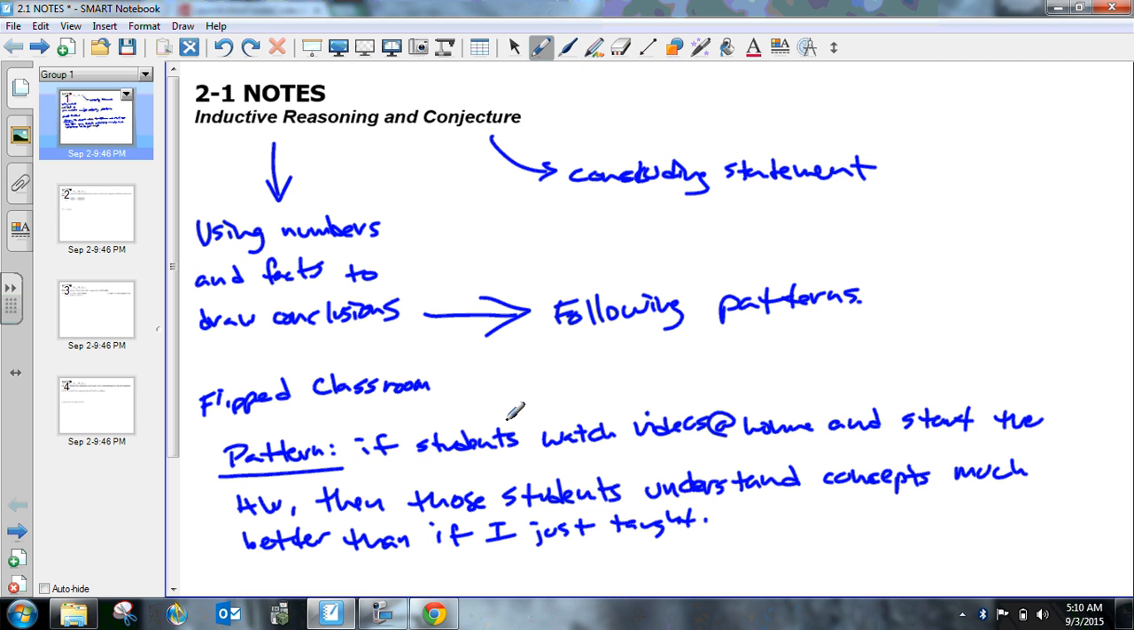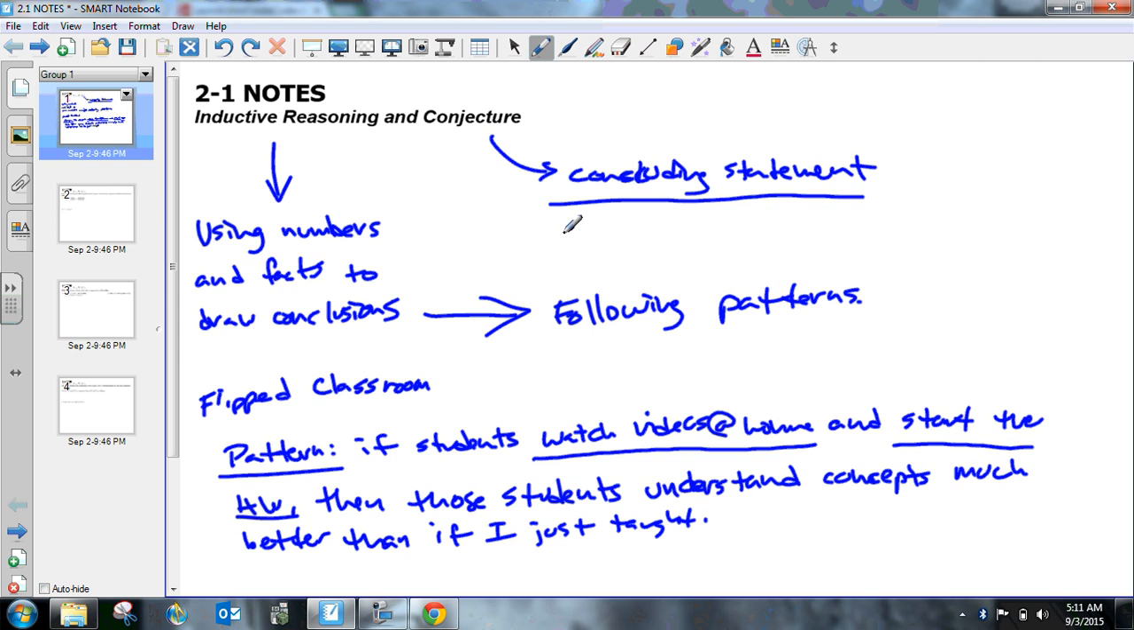But if you take your time and you watch the videos and you do what I ask, it works a lot better. Now, the first thing is that you actually have to watch the videos at home and start the homework. If you don't do that, then it doesn't work. But that's the pattern, and the pattern that I see is that kids do a lot better. So this is a pattern that leads to a concluding statement that the flipped classroom is a good way of educating and learning.